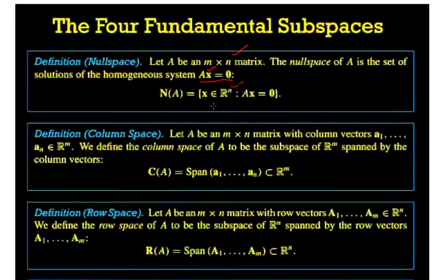Okay. So coming to column space, let A be an m by n matrix with column vectors a1 to an in R raised to m. We define the column space of A to be the subspace of Rm spanned by the column vectors. If you remember, we defined column space in the starting lectures as the unique columns in the matrix. What is the meaning of spanned?